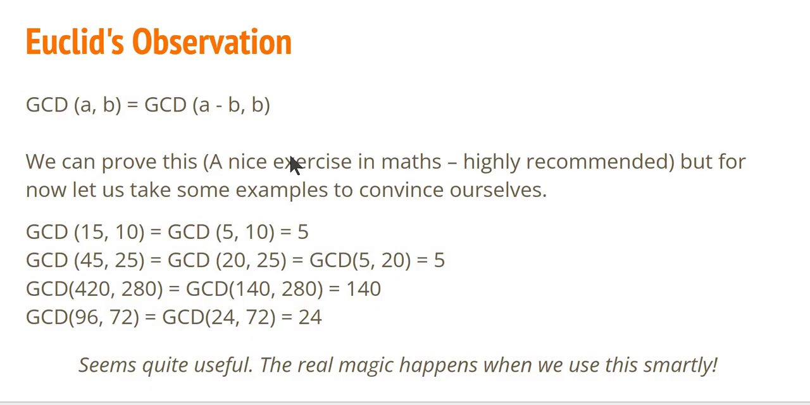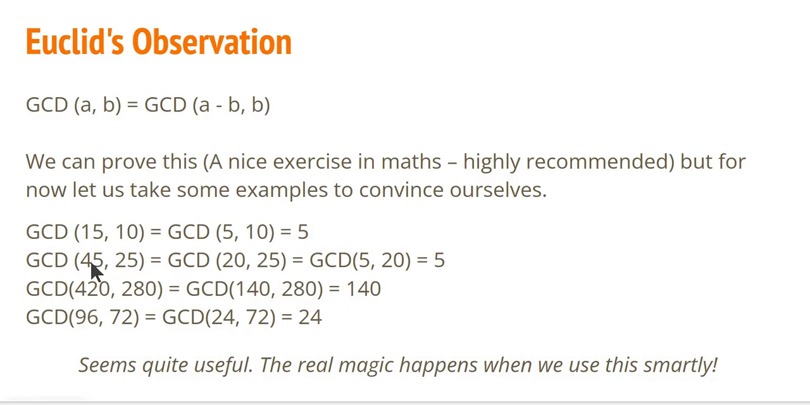But for now, let's just take a few examples because, like I said, our focus here is algorithms. Let's take this mathematics to be correct and build algorithms based on that, right? So basically, a few examples help. For example, if I had GCD of 15 and 10, well, that's the same as GCD of 15 minus 10, which is 5, and 10. And that's indeed 5, right?